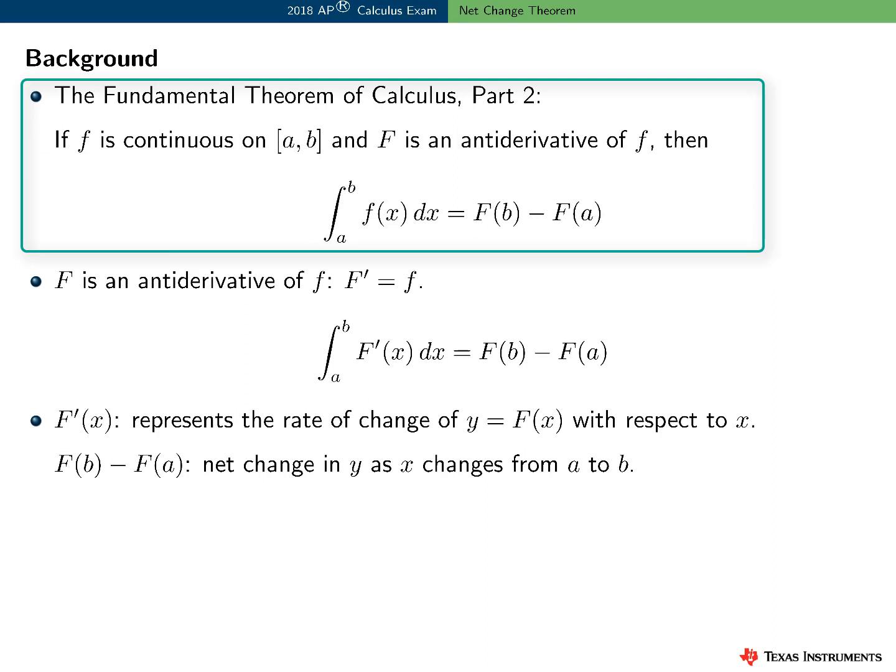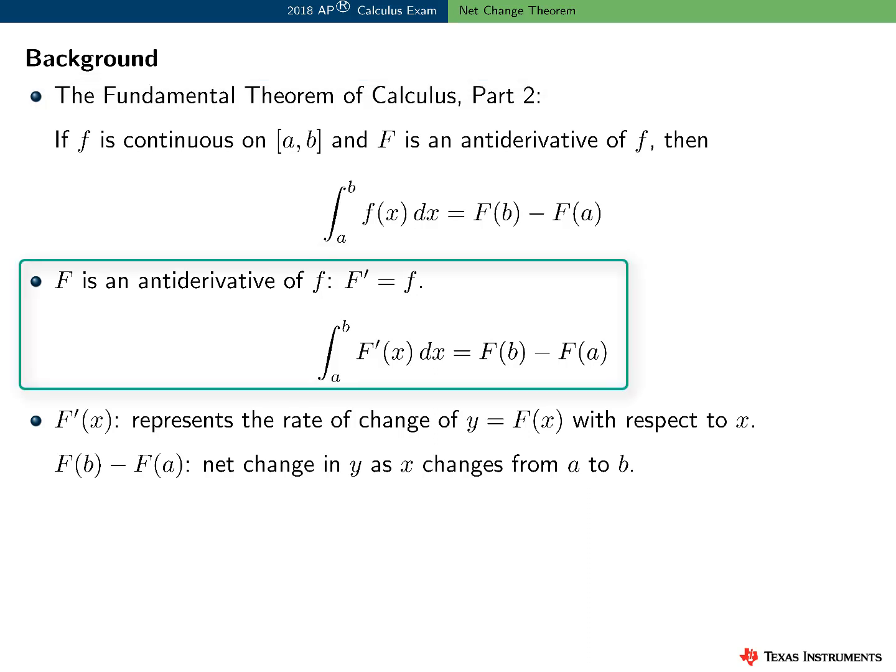The Fundamental Theorem of Calculus Part 2 says that if f is continuous on the interval a to b, and capital F is an antiderivative of f, then the integral from a to b of f of x dx is capital F of b minus capital F of a. Now, because capital F is an antiderivative of f, we can write capital F prime is equal to f. So the conclusion of the Fundamental Theorem of Calculus Part 2 can be rewritten as the integral from a to b of capital F prime is equal to capital F of b minus capital F of a.